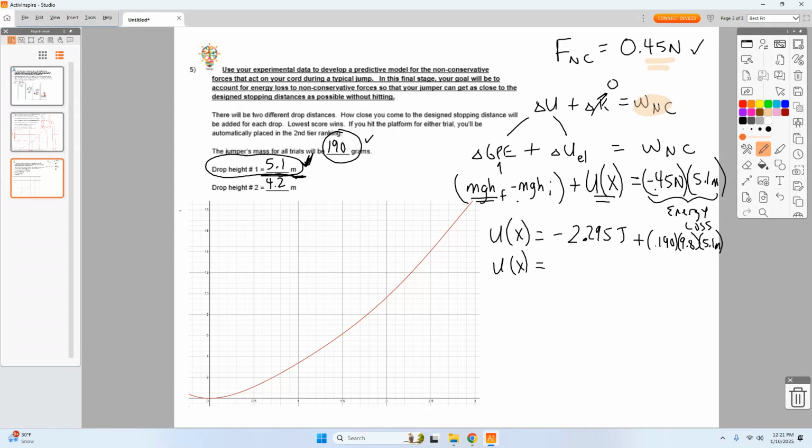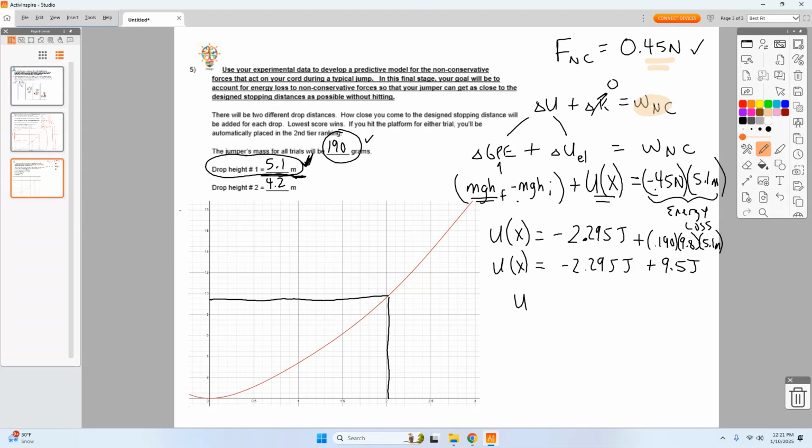And so let's go ahead and do that. So 0.19 multiplied by 9.8 multiplied by 5.1. That number is 9.5 here. If there were no non-conservative forces acting, then I would come over here and figure out how far this thing would go. 9.5 joules is around here. I would say that cord's going to stretch 2 meters or so. But we know that it's not going to stretch that far because there are non-conservative forces acting.